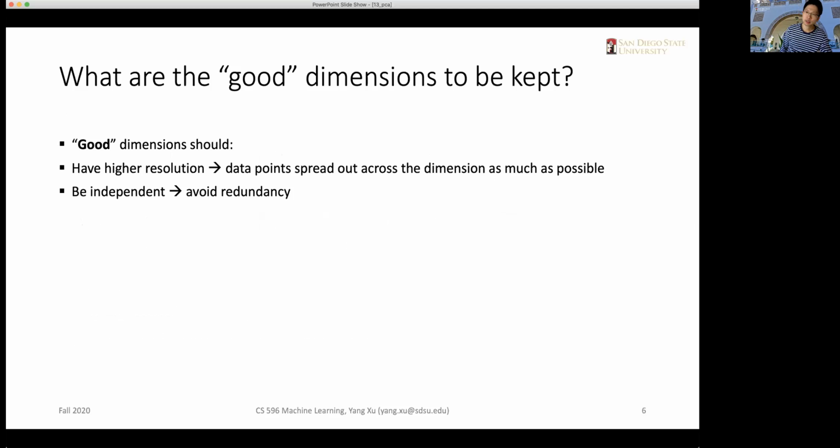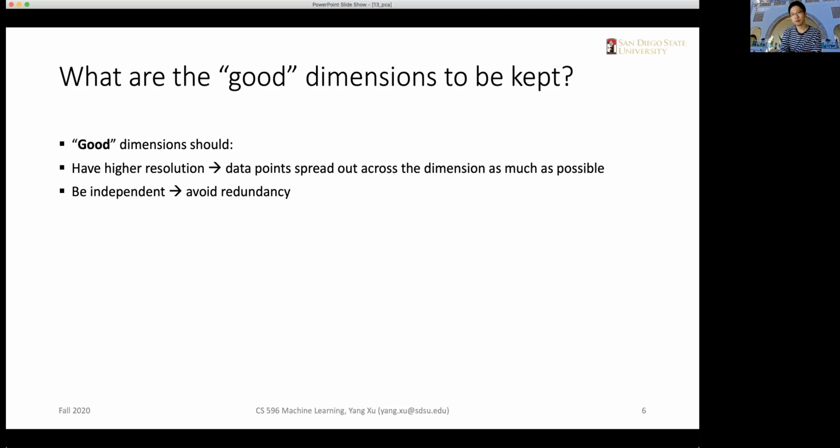All right, so let's think about the question of what a good feature is, or what good dimensions need to be kept. We assume that good dimensions are those that give higher resolution, which means the data points along that dimension should spread out as much as possible. They should not cluster into one point, right? If we choose a dimension and observe the data along that dimension, and all the data points collapse together, then there's no information at all, right?